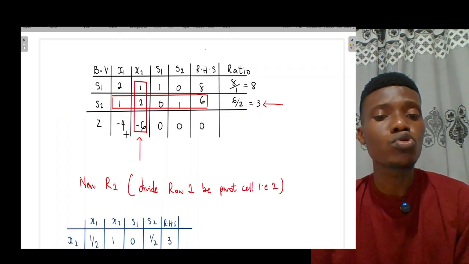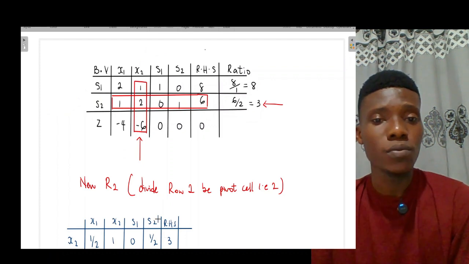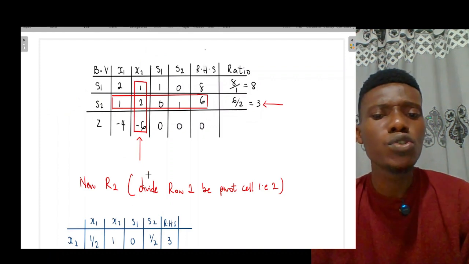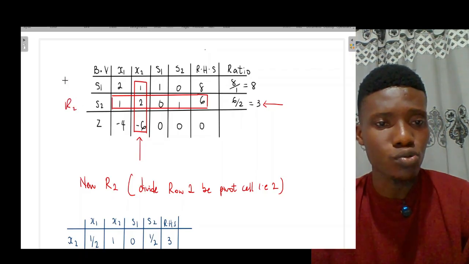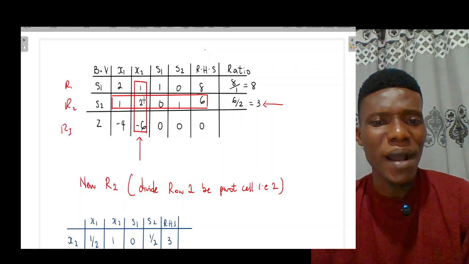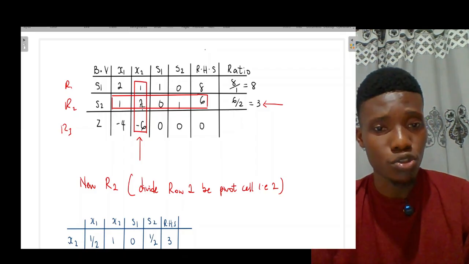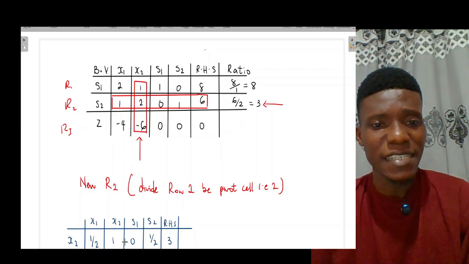To create row 2 for the next tableau, you divide row 2. This is your row 2 now. This is our row 2. This is row 1. This is row 3. So you divide your row 2 by the pivot element, which is 2. And that's how we generated this.